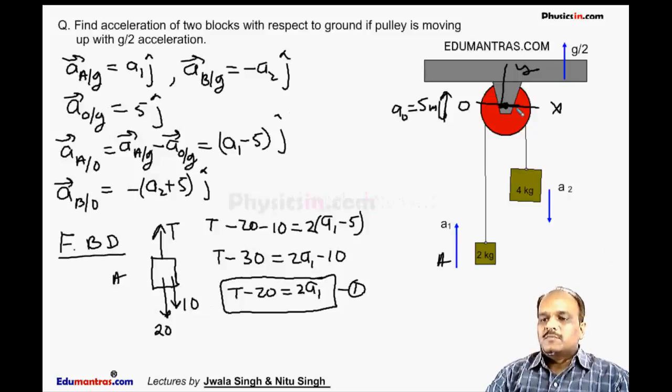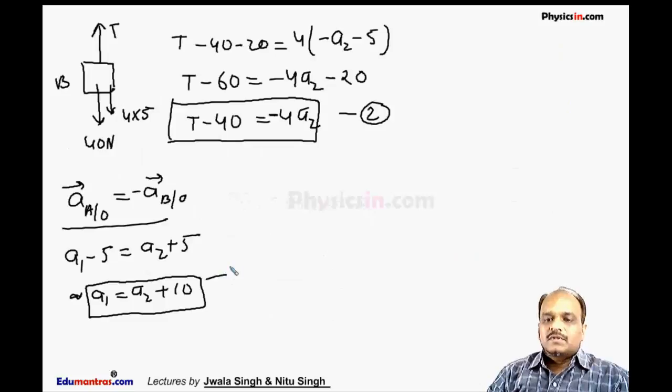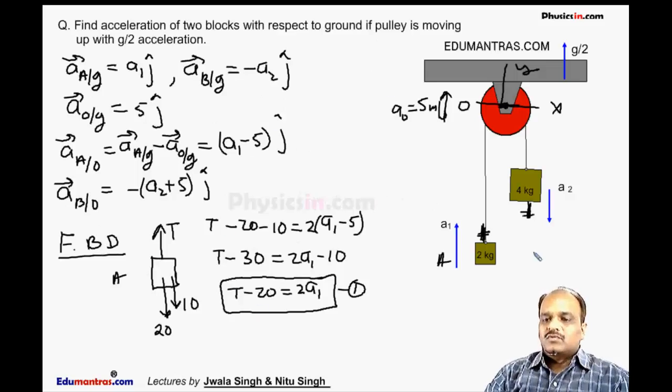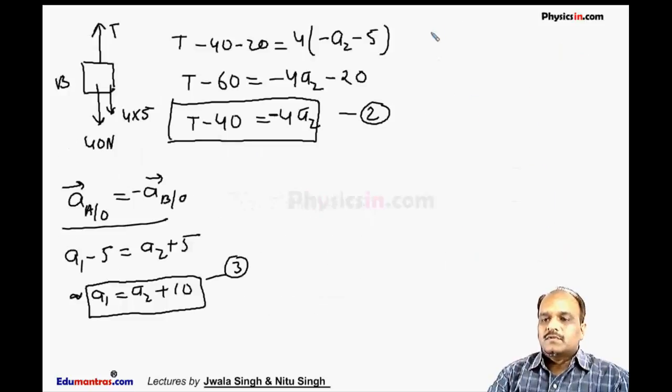Because with respect to the observer, the decrease in length here is the increase in length of this string on this side. So with respect to the observer, the accelerations of these two blocks are equal and opposite. This is our third equation. Our first equation was T minus 20 is equal to 2a1.